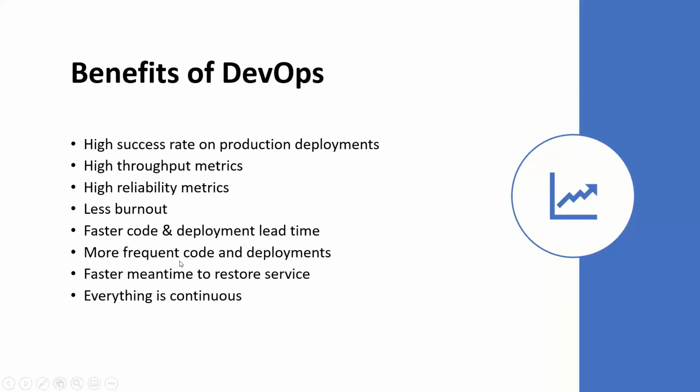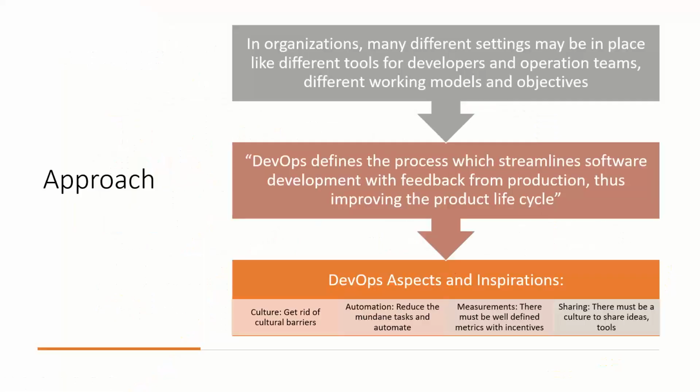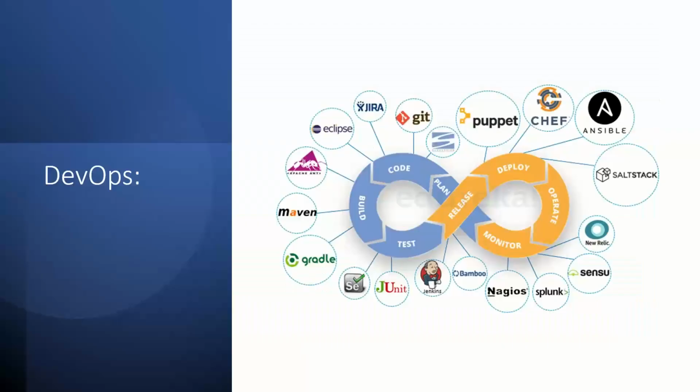More frequent code releases and deployments you can do on our platform. Faster recovery time. Everything is continuous. This is very important. Everything is continuous here: continuous development, continuous integration, testing, delivery, deployment, monitoring, feedback. Everything is continuous. There is no break, right from developing the code and pushing it to the repository till you deploy it.